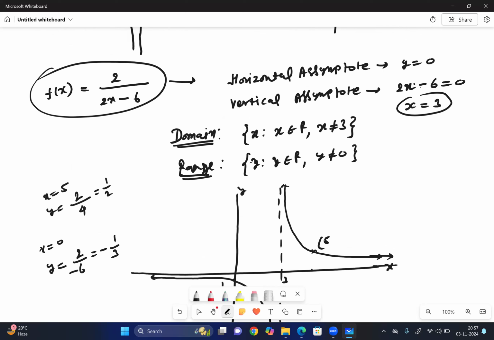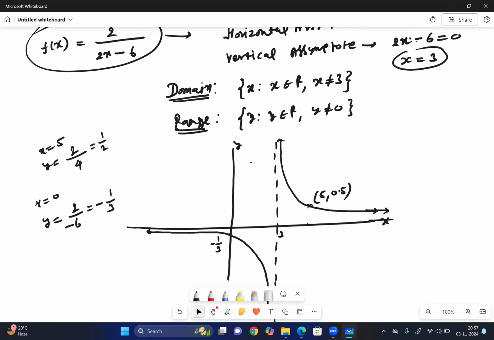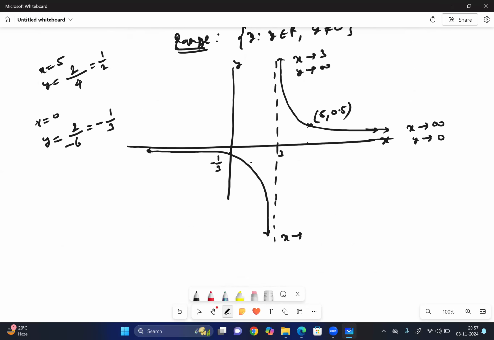So this point is (5, 0.5), this point we have shown, and we have shown this point here. And so we can show that as x tends to infinity, y tends to 0. And here I can say as x tends to 3 from the right, y tends to infinity. Similarly, as x tends to 3 from the left, y tends to negative infinity. And as x tends to negative infinity, y tends to 0 from below, and as x tends to infinity, y tends to 0 from above, right?